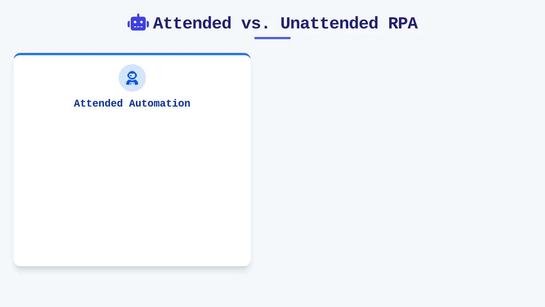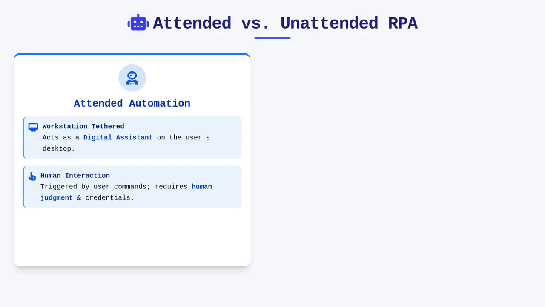When we differentiate between attended and unattended RPA, the distinction lies in the nature of interactivity and the hosting environment. Attended automation is closely tethered to a user workstation, functioning essentially as a digital assistant that acts upon immediate triggers or commands provided by the human operator. In this model, the bot and the human share the control of the desktop environment to complete complex transactions that require human judgment or security credentials.